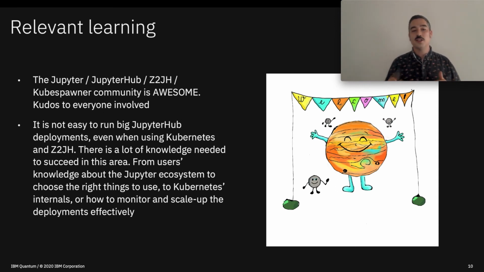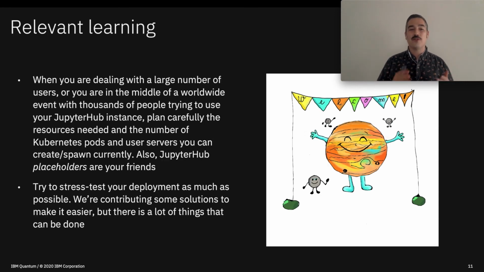Second, it's not easy to run big JupyterHub deployments even when using Kubernetes and Zero to JupyterHub. There is a lot of knowledge needed to succeed in this area, from users' knowledge about the Jupyter ecosystem to choose the right things to use, to Kubernetes internals, how to monitor and scale up your deployments, etc. When you are dealing with a large number of users, or you are in the middle of a worldwide event with thousands of people trying to use your JupyterHub instance, plan carefully the resources needed and the number of Kubernetes pods and user servers you can create and spawn concurrently.